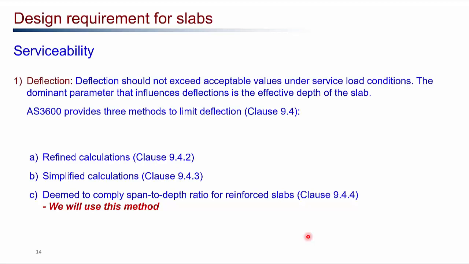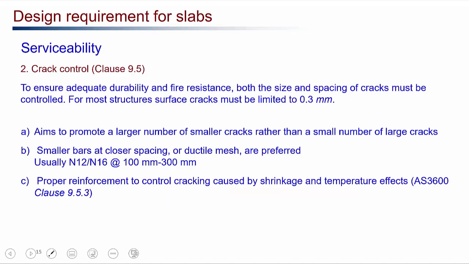AS3600 provides three different methods for calculating the deflections. The refined calculation as shown in clause 9.4.2, a simplified method as shown in clause 9.4.3, and there is also a deemed-to-comply span to depth ratio for reinforced concrete slabs as given in clause 9.4.4, and we'll be looking into the deemed-to-comply span to depth ratio for the slab design for the serviceability limit state. And clause 9.5 deals with crack control.